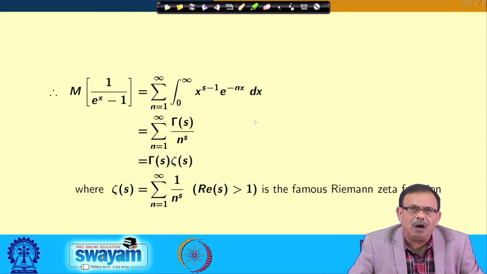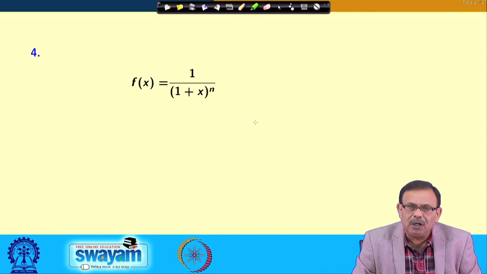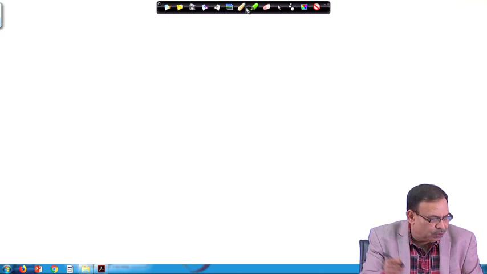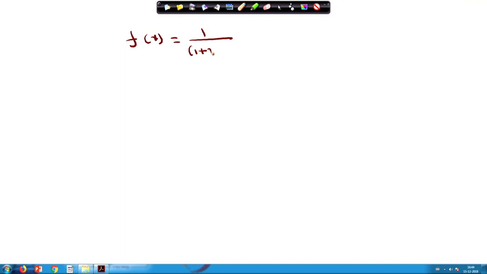Our next problem is, say, f x equals 1 by 1 plus x to the power n. To solve this problem, your function is 1 by 1 plus x whole to the power n. So, the Mellin transform of 1 by 1 plus x whole to the power n equals the integral from 0 to infinity of x to the power s minus 1 into 1 plus x to the power minus n dx.